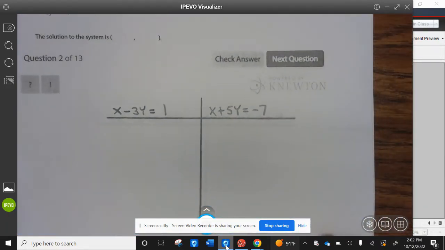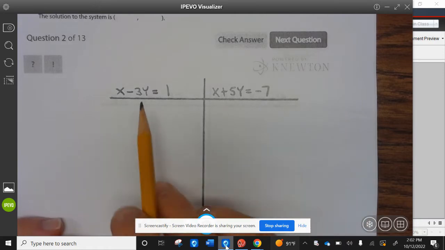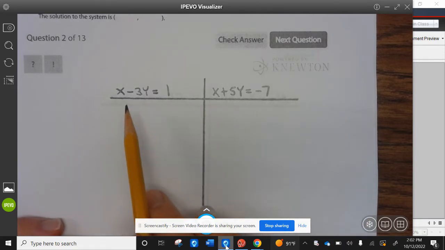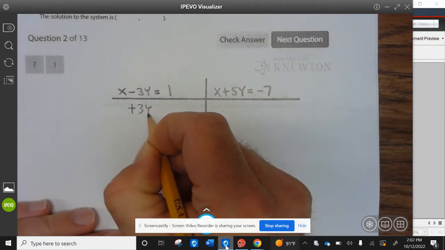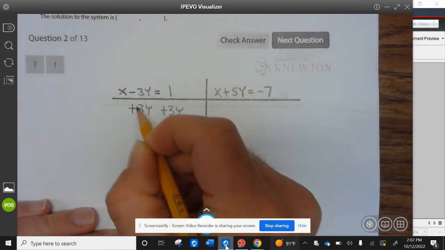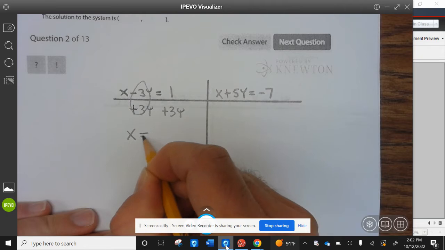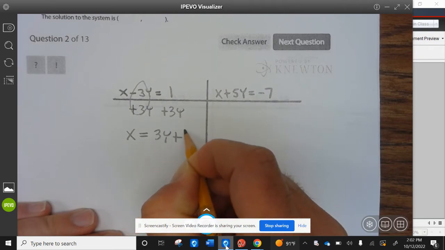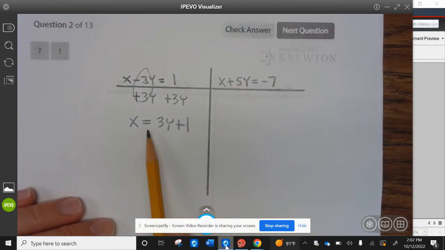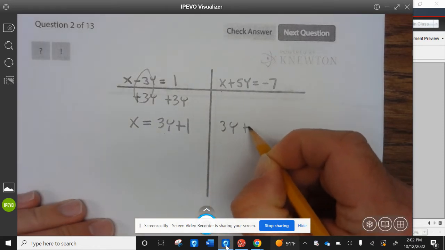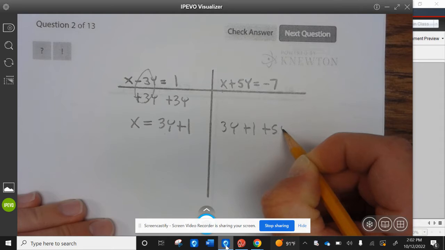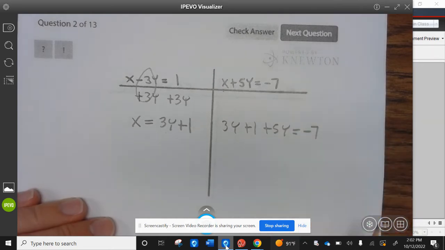All right, let's take a look at question number 2. Here we both have an x without a number in front, so we can use either equation. Let's use the first. We're going to add 3y to both sides, so you get x equals 3y plus 1. We're going to substitute this value in for x in the second equation. So that's 3y plus 1 plus 5y equals negative 7.